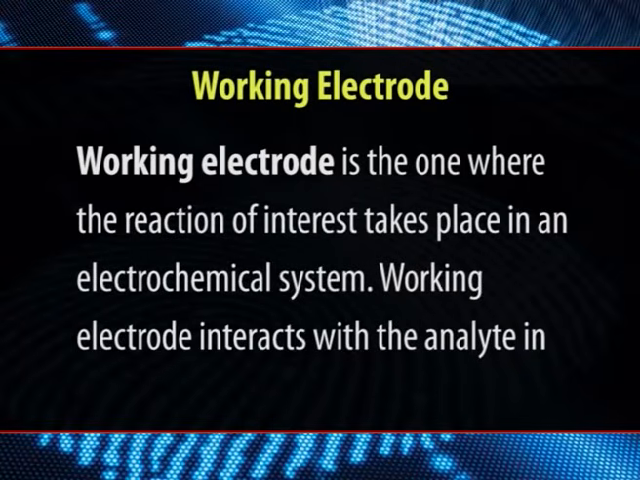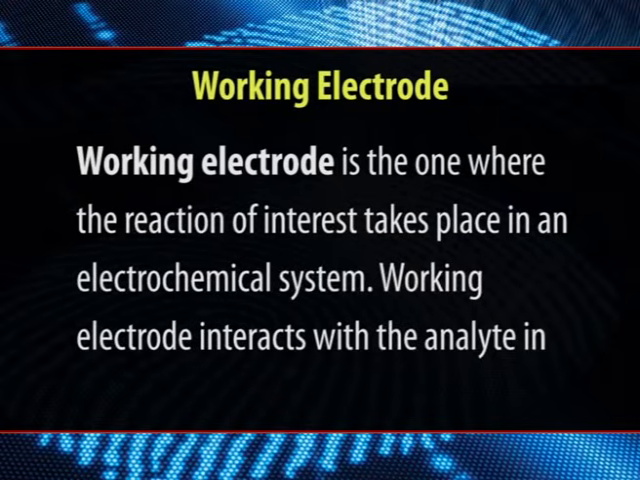In this technique, the analyte is fully reduced or oxidized at the working electrode, or in other words, the analyte completely reacts with reagent produced at the working electrode. A coulometry cell consists of a working electrode and an auxiliary electrode. So, at this point, let us try and understand the difference between working electrode, reference electrode and auxiliary electrode. Working electrode is the one where the reaction of interest takes place in an electrochemical system.